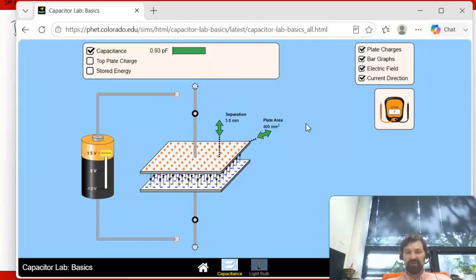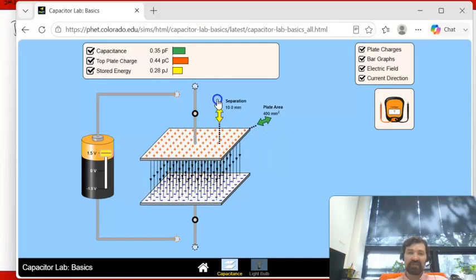Now what you should do before continuing this video, and you should do this whether you're taking this as a lab or whether you're not, just as an exploration on your own, is you should systematically go through and basically measure the capacitance as a function of the separation distance and as a function of the plate area. And you might do this both with the battery included and without it included, and you can look at other stuff like charge on the plate, stored energy, etc.